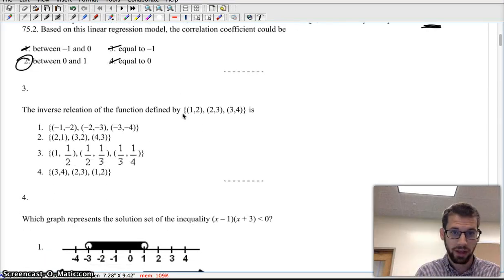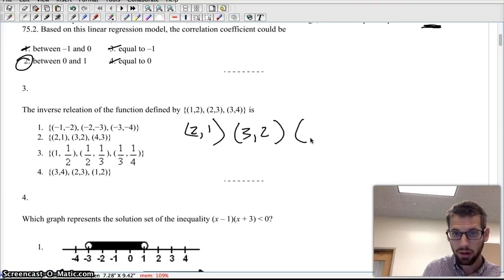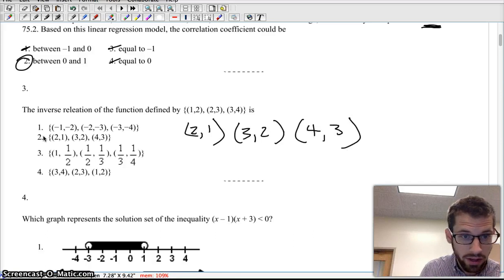Number 3, it's asking for the inverse relation, so I'm just switching x and y. So I know my first point has to be 2, 1. And then my next ones will be 3, 2 and 4, 3. I'm just flipping these points, so I know that is answer choice number 2.